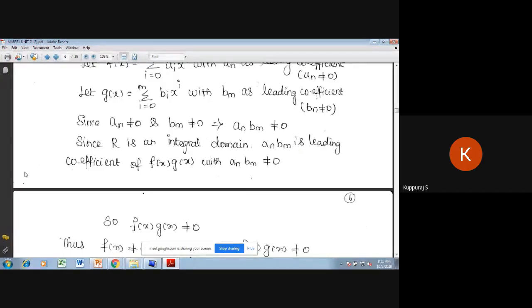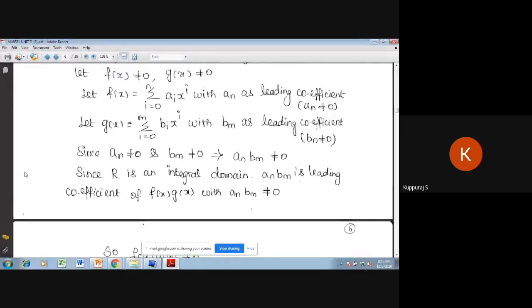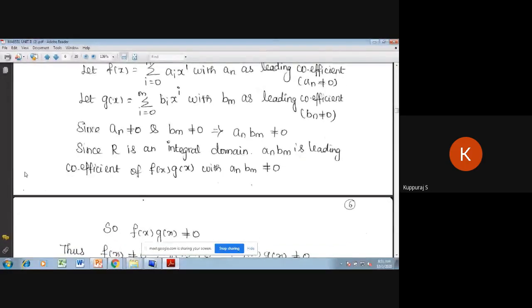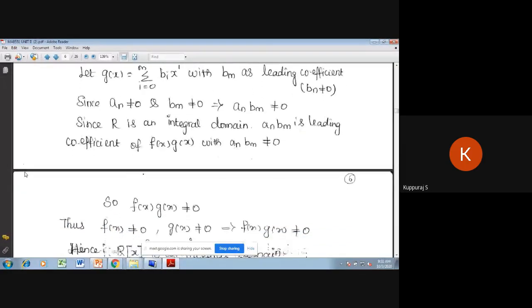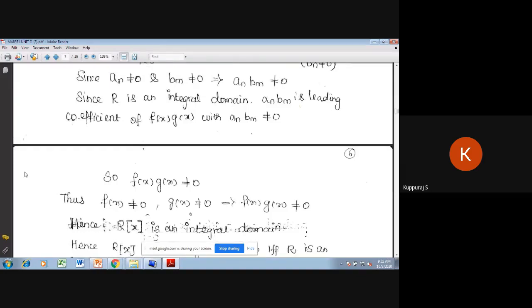So don't bother about the remaining coefficients. Obviously, we can say that f(x) g(x) is not equal to 0. Initially, we have taken f(x) not equal to 0 and g(x) not equal to 0. Now we proved their product is also not equal to 0. So now we can say that the polynomial ring R[x] is also an integral domain.